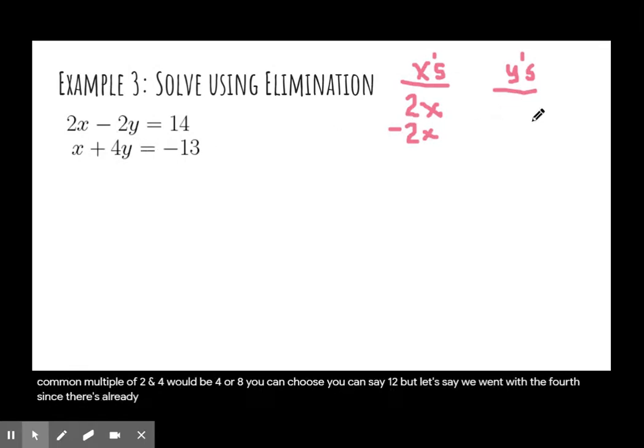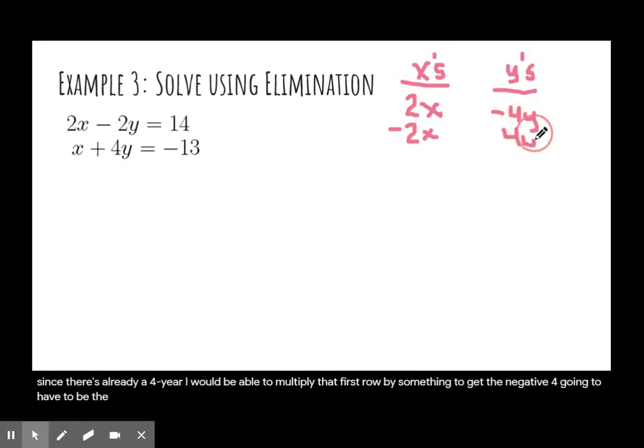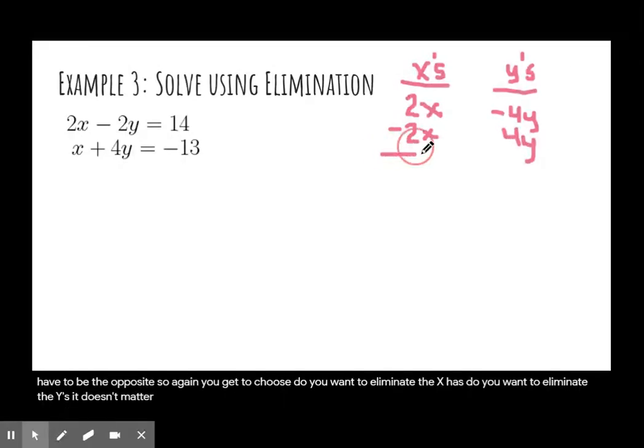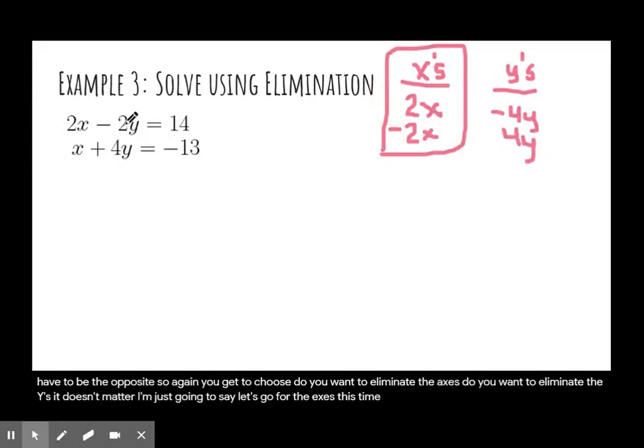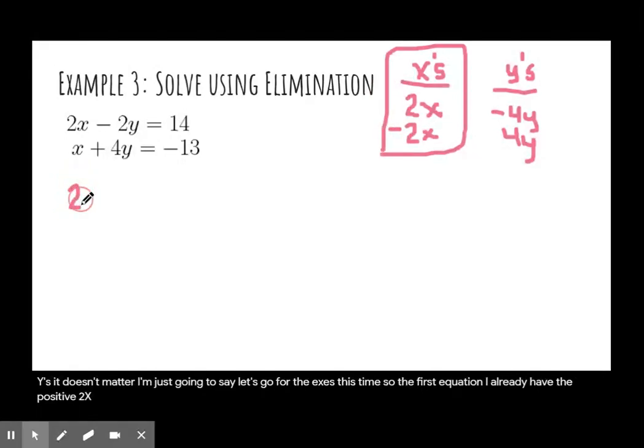Since there's already a 4, I would be able to multiply that first row by something to get the negative 4. And then this one would have to be the opposite. So again, you get to choose. Do you want to eliminate the x's? Do you want to eliminate the y's? It doesn't matter. I'm just going to say, let's go for the x's this time. So the first equation, I already have the positive 2x. So I'm going to go ahead and just write that down again.